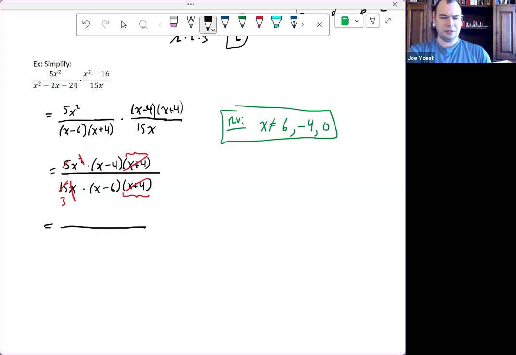So what am I left with? As an aside, you can definitely do this in 2 or 3 steps if you want to, to write it out a little more explicitly. That's perfectly okay. So what am I left with? In the top, I have x times x minus 4. And in the denominator, I have 3 times x minus 6.